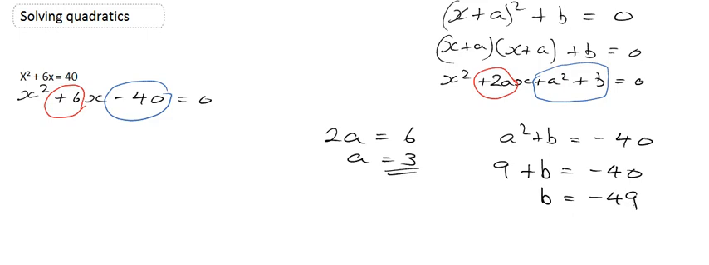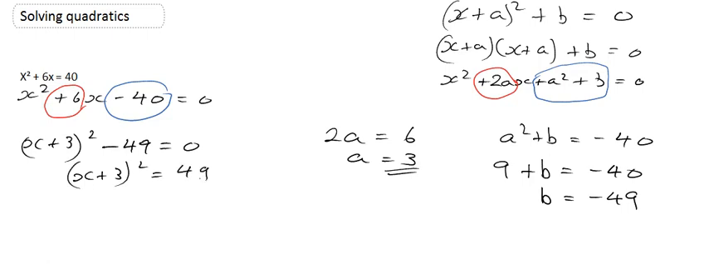So at this point, I can convert this expression into my completing square version, which is x plus 3 all squared minus 49 equals 0. So I've managed to write my quadratic in the completed square format. Now I can rearrange it. So I can take x plus 3 all squared equals 49.